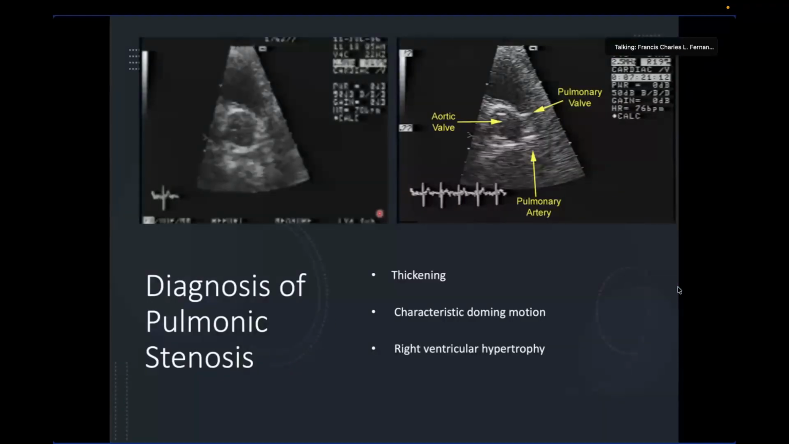So how do you diagnose? Of course, there's thickening and the doming motion, similar to anything that has stenosis. RV hypertrophy because of pressure overload on the RV. So there's hypertrophy.